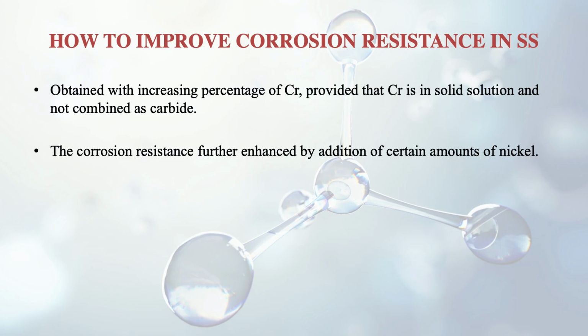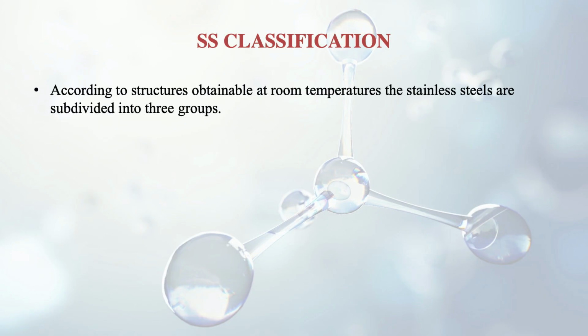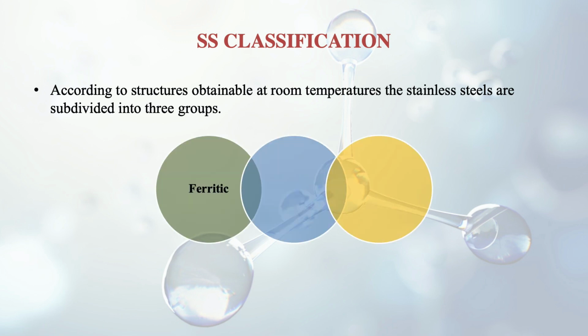The corrosion resistance will be further enhanced by the addition of certain amounts of nickel. Like we have already studied in the previous sessions, nickel helps in corrosion prevention. So again it is seen here. After discussing stainless steels, let us now see their classification. According to structures obtainable at room temperature, stainless steel is subdivided into three groups: ferritic, austenitic and martensitic. These are the three subdivisions of stainless steel.